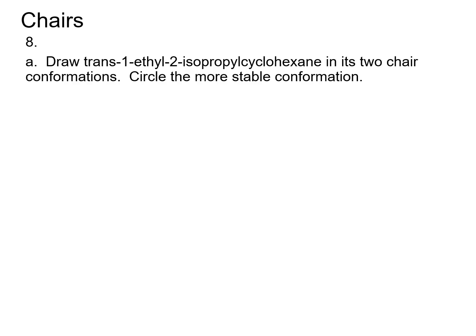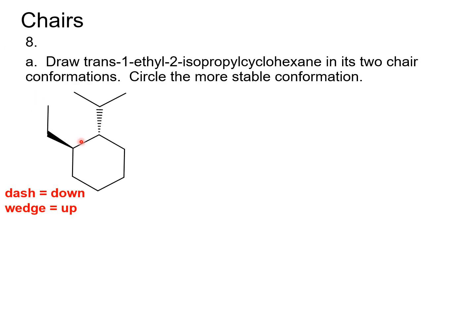Okay? So for this one, you have a couple different options. You should be able to recognize what this chair looks like or what this structure looks like. But if you want to go ahead and draw it, I know that when I'm trans, I have one of those groups pointing up, one of those groups pointing down. It doesn't matter which one is pointing up and down. That's all about perspective. So this would be a possible structure that I would draw. My ethyl group here is on a wedge, so that's coming up towards me. My isopropyl group is on a dash, that's going away from me. That means it's going to end up pointing down.